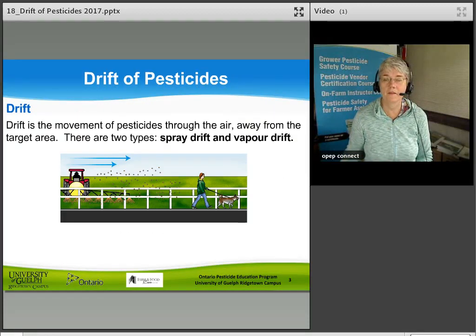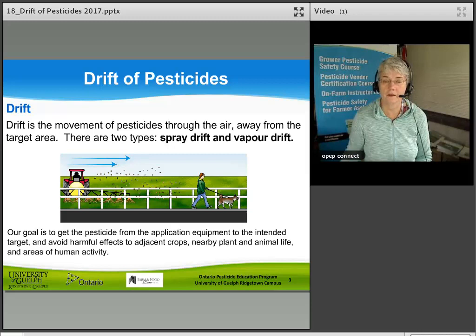Drift is the movement of pesticides through the air away from the target area. There are two types of drift, spray drift and vapor drift. Our goal is to get the pesticide from the application equipment to the intended target and avoid harmful effects to adjacent crops, nearby plant and animal life, and areas of human activity.